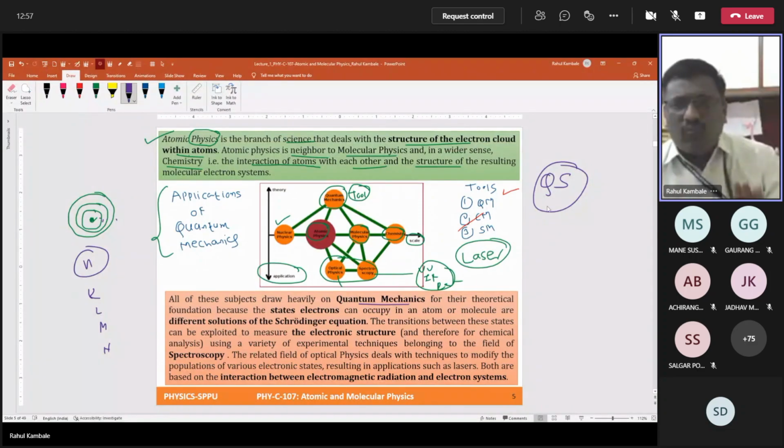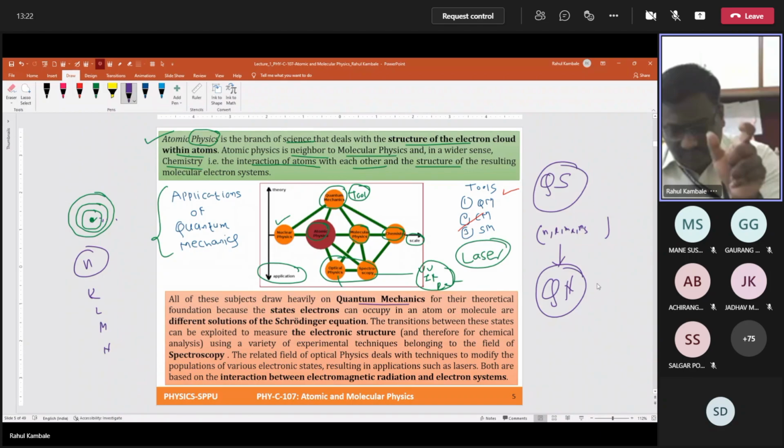So a quantum state is represented by these: N, L, ML, and MS. And what are these? Of course, these are the quantum numbers. We will thoroughly discuss these. So one particular state is a combination of these four quantum numbers.